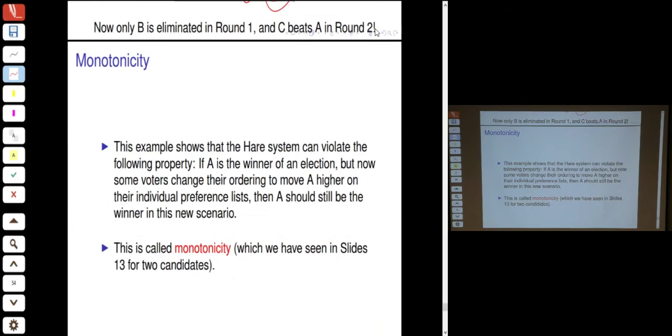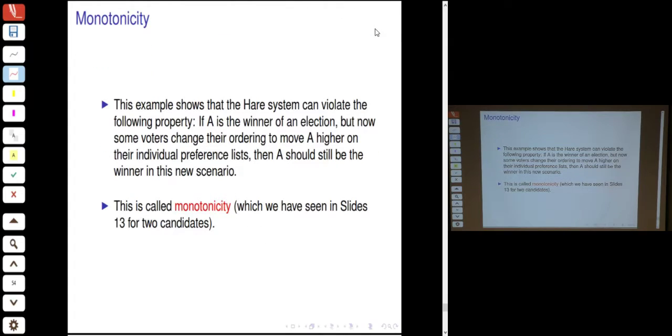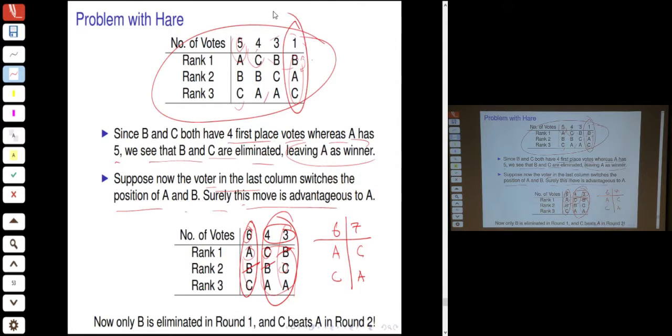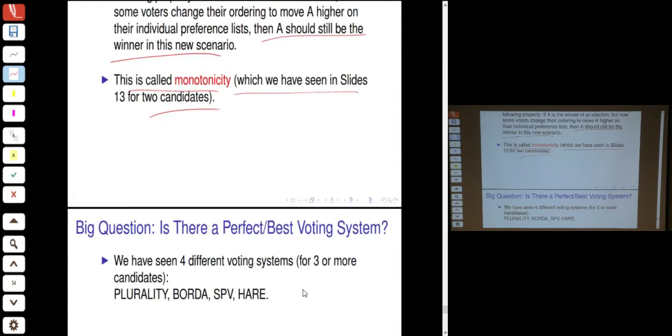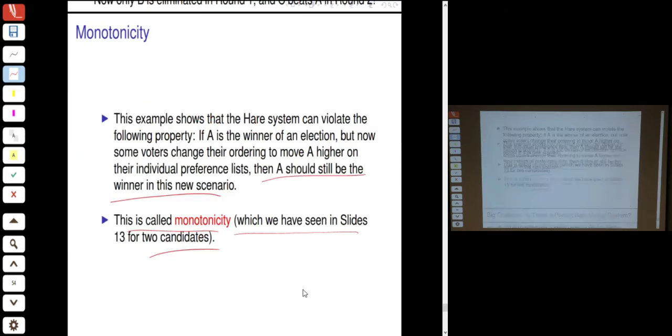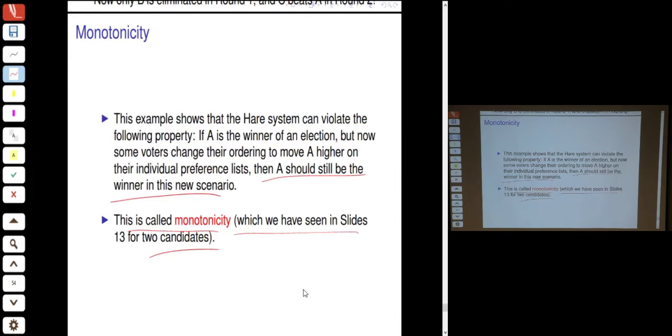So this example shows that Hayes system can violate the following property. If A is the winner of an election, but now some voters change their ordering to move A higher on their individual preference lists, like this particular voter, then A should still be the winner in this new scenario. So very logical, natural concept. This is called the concept of monotonicity, which we have seen earlier for 2 candidates. So this is the multi-candidate version of monotonicity.